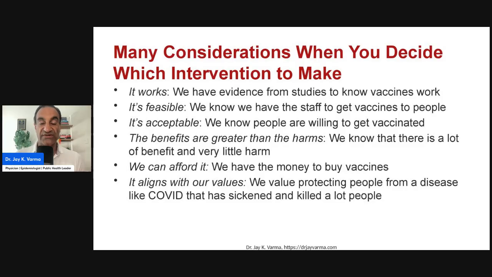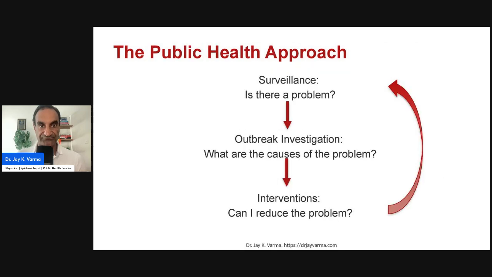So again, the factors you need to consider if you're a decision maker is, do we believe it works? Is it feasible in my population? Is it acceptable in my population? Do we believe that the benefits overall are going to be greater than the harms when we do this intervention? Is it affordable in our population? And does it align with our values? If you're also in a position of public health authority, you also have to make sure it's legal to do as well, because we know that in certain places, in certain states, there's going to be different laws in place about what government has the right to do and what it does not.